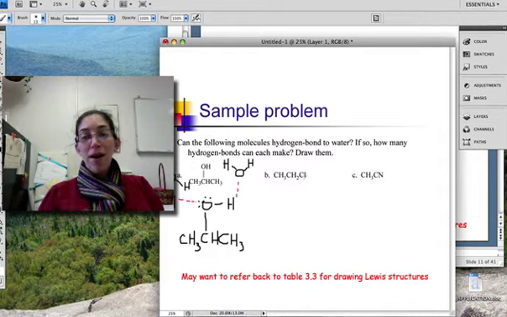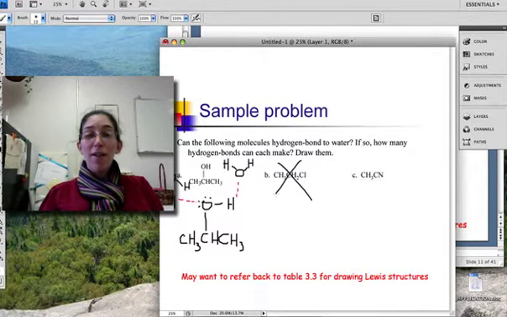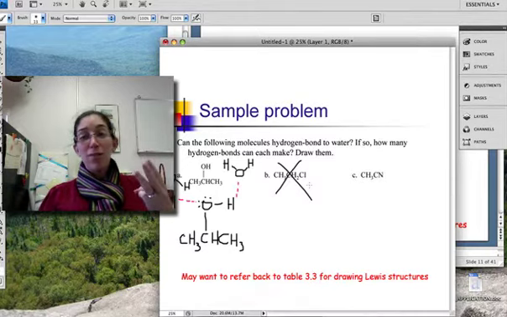How about this second molecule here? CH3CH2Cl. Can it hydrogen bond to water? What's the first thing we need to do? We're looking for what? Oxygen, nitrogen, or fluorine. Does the molecule have oxygen, nitrogen, or fluorine? No, it doesn't. So the answer is it will not hydrogen bond with water. This molecule cannot engage in hydrogen bonding. There's no oxygen, nitrogen, or fluorine. Easy enough.